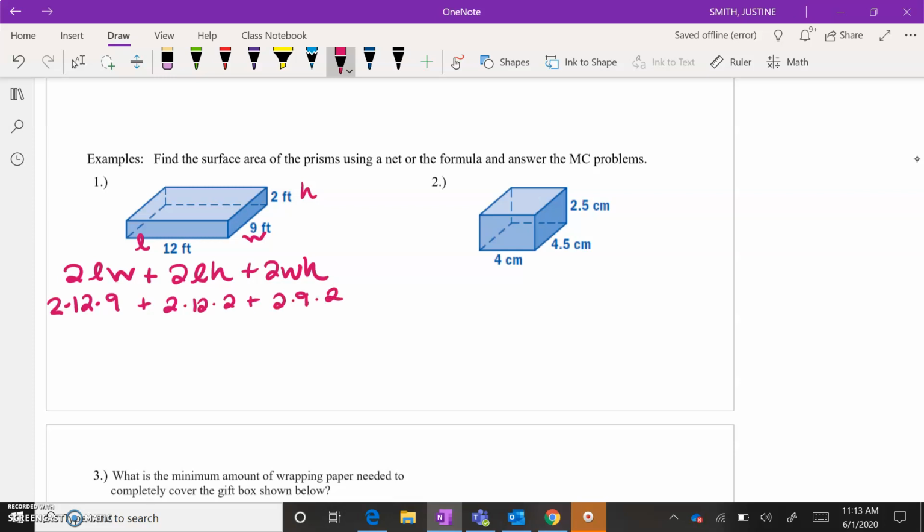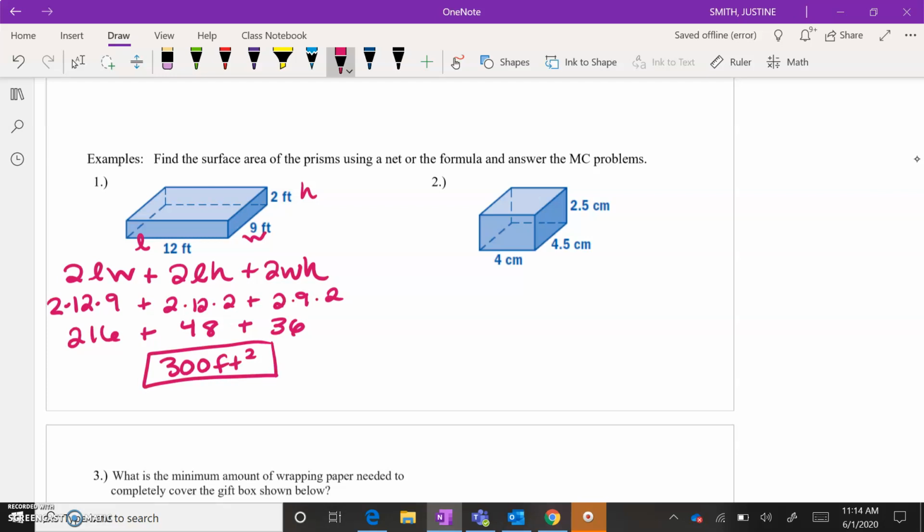Okay, so if I go through here, 2 times 12, so 24 times 9 gives me 216, plus 24 times 2 would give me 48, plus 2 times 9 is 18, times 2 would give me 36. So 216 plus 48 plus 36 gives me 300 feet squared for my surface area.